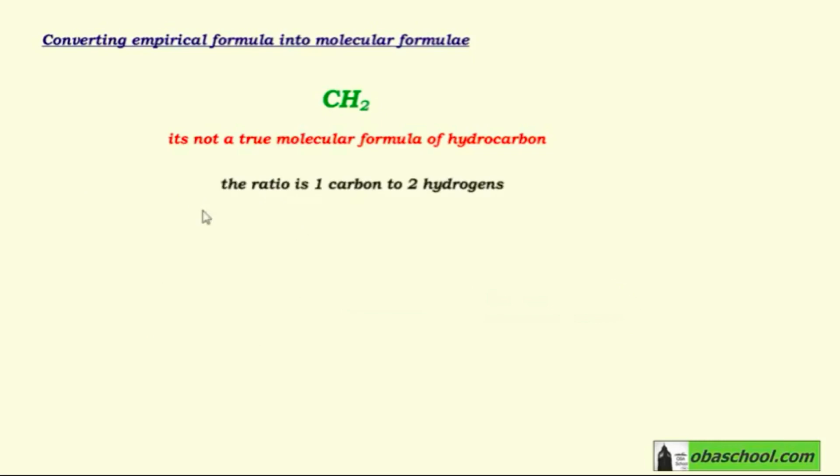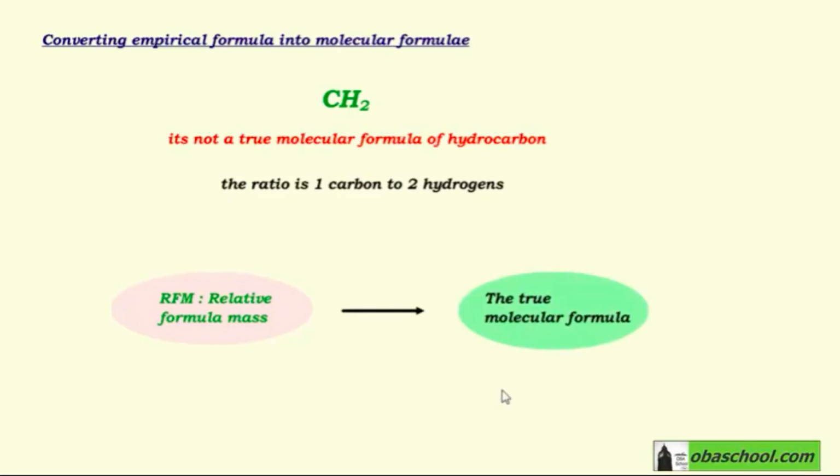We know that the ratio is 1 carbon to 2 hydrogens. So we can convert this empirical formula into a molecular formula, but under one condition, which is to know the relative formula mass, RFM. If we have the relative formula mass, we can obtain the true molecular formula. So let's take an example. Let's consider that the relative formula mass for CH2 is 56.